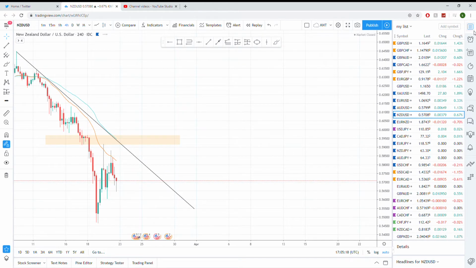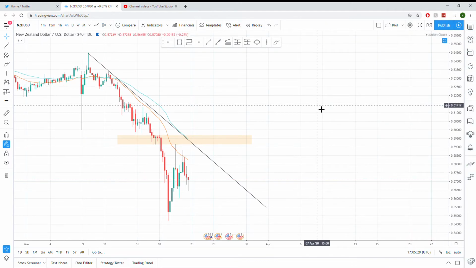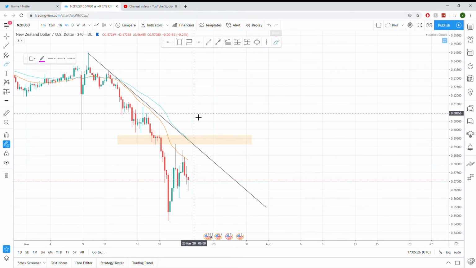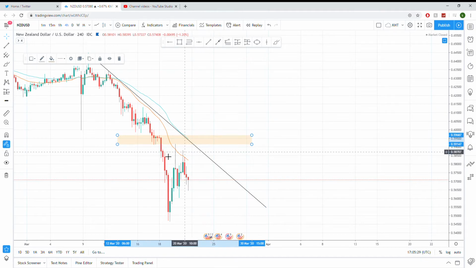Moving on to New Zealand dollar, US dollar. We're still in a bearish market here, so current bias is towards the downside. However, if we are looking at a potential buy, I'll be looking to buy in this region here, 0.59147 to 0.59687.